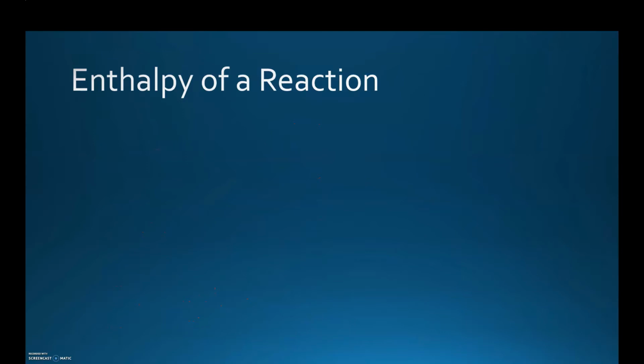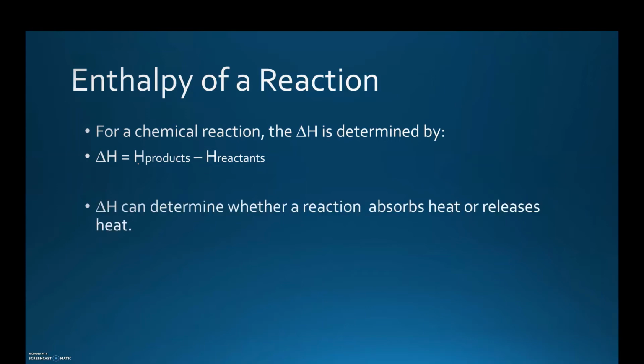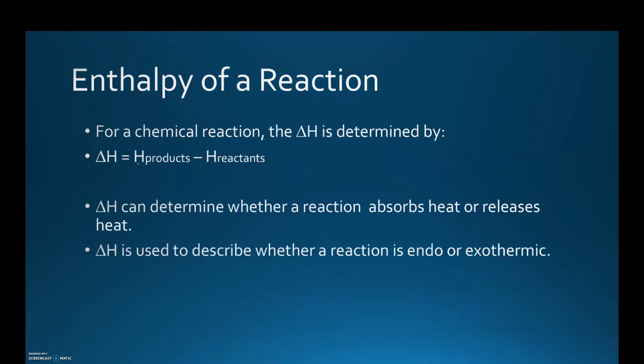So as we move forward, we are going to talk about enthalpy of a reaction. Enthalpy of a reaction is represented by delta H. We talked about delta H just a second ago in the previous slide, where delta H is equal to Q. But if you want to calculate delta H, what we're going to do is take the enthalpy of the products minus the enthalpy of the reactants. So delta H can determine whether a reaction absorbs heat or releases heat. Delta H is used to describe whether a reaction is endothermic or exothermic.